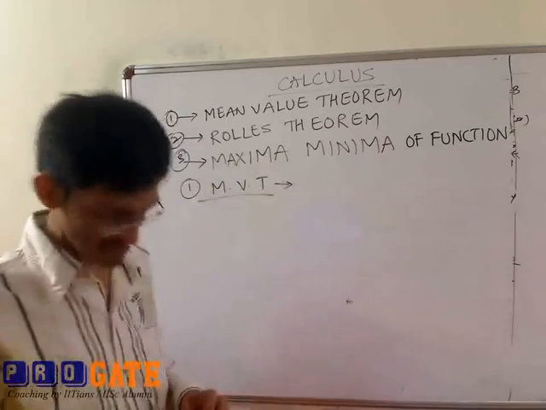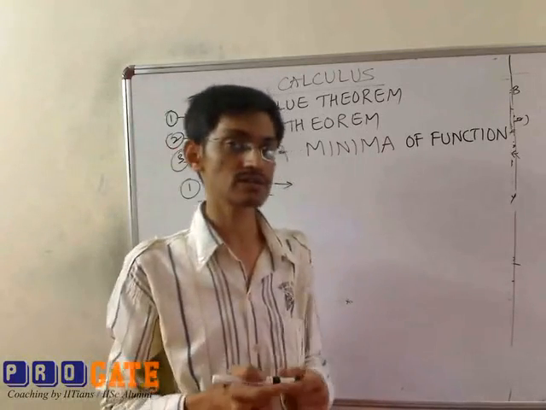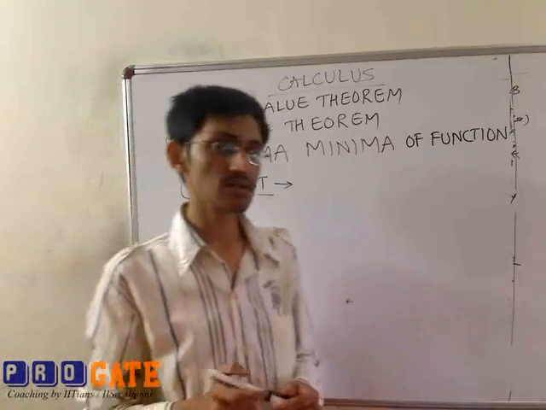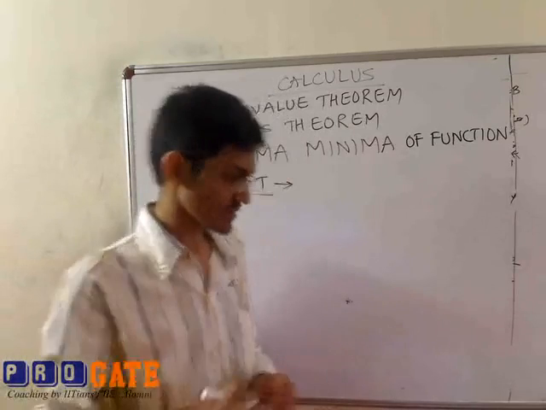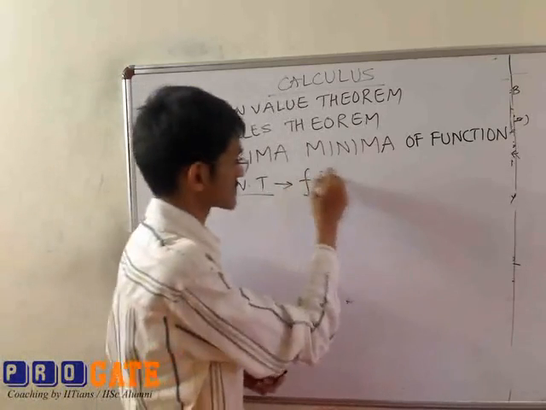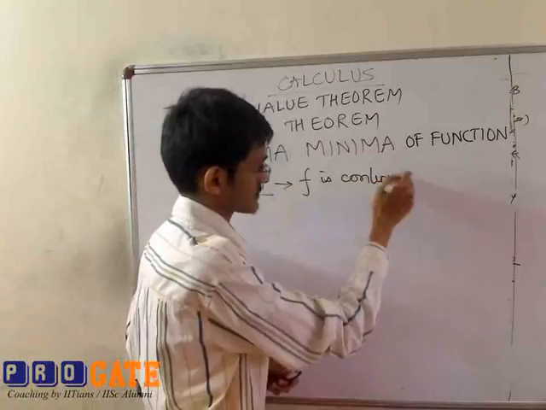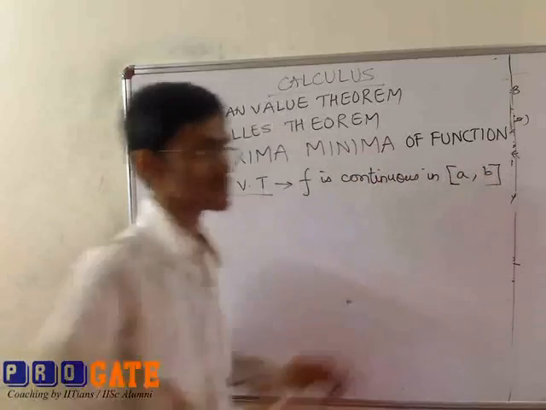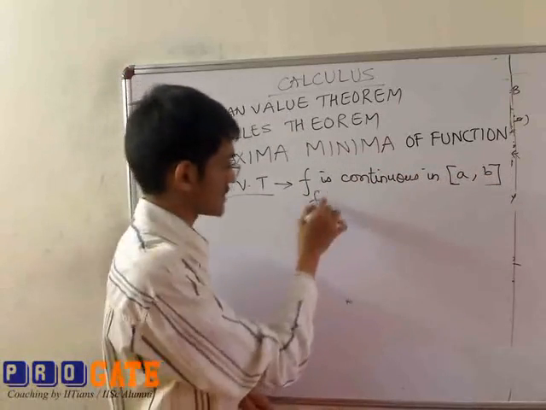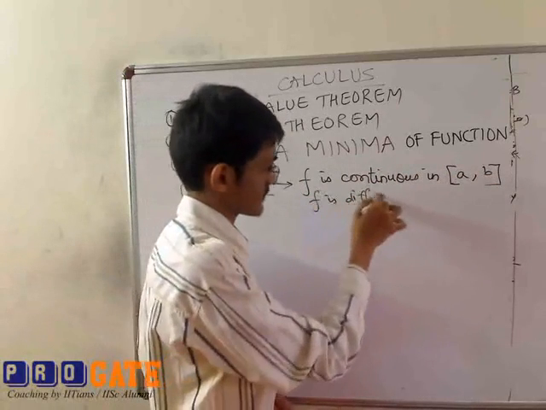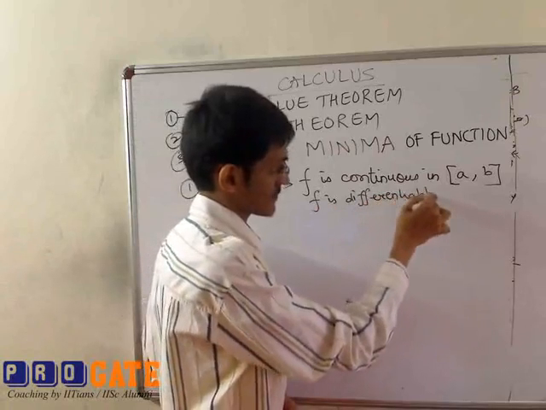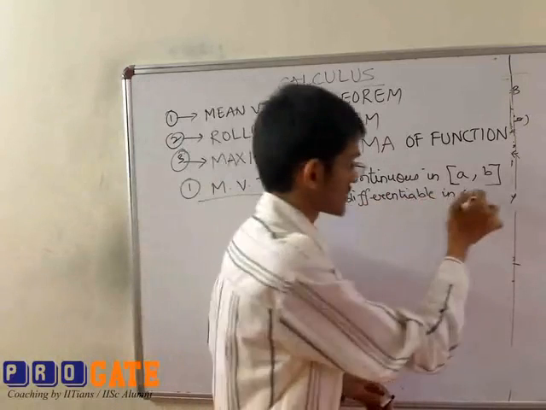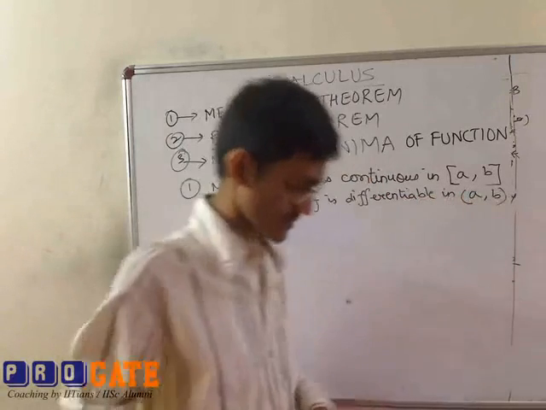The statement of the mean value theorem goes in this way: let f be a continuous function in the closed interval a and b. Let f be differentiable in the open interval a and b. Then, f is continuous in the closed interval a comma b, shown by the square brackets. f is differentiable in the open interval of a and b.